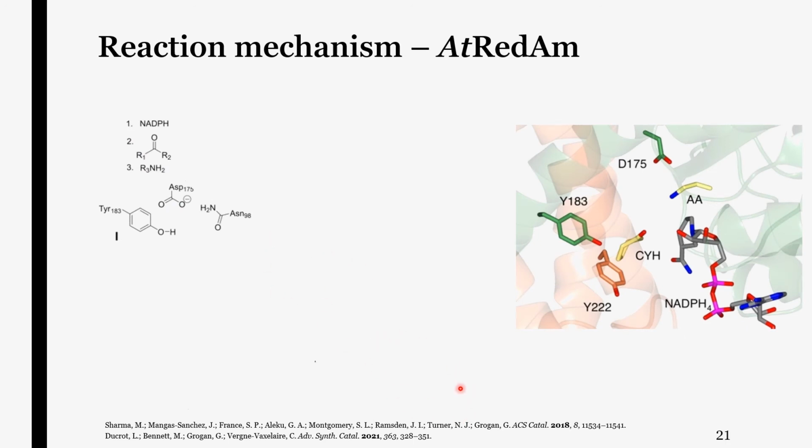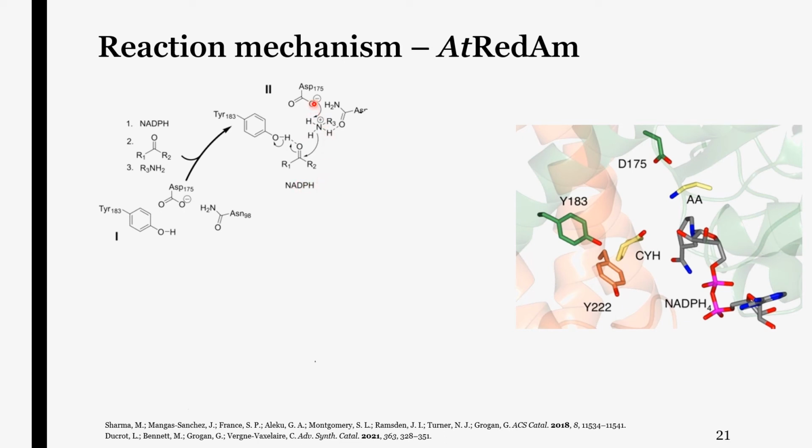Also published by Nick Turner and Gideon Grogan in the recent group, the first proposed reaction mechanism was based on this crystal structure here, where they co-crystallized the cyclohexanone and the allylamine in the active site, as well as the inactive cofactor NADPH here. So they proposed the tyrosine, aspartate, and asparagine as a catalytic triad. And in the first step of the reaction mechanism, the carbonyl and the amine are binding, as well as the NADPH, to the active site.